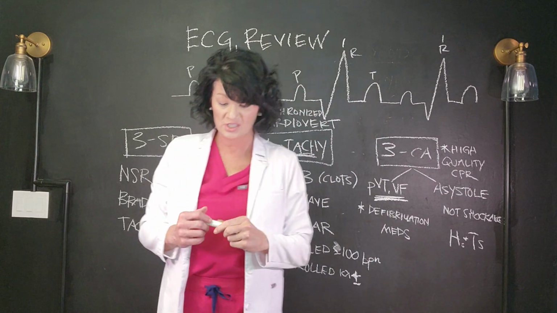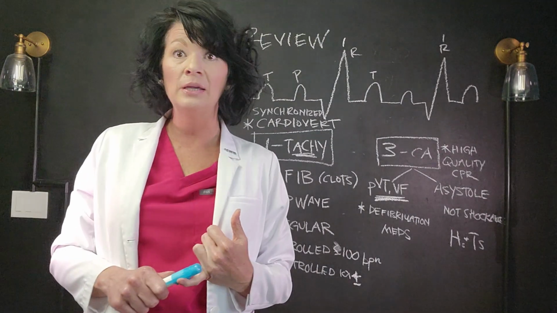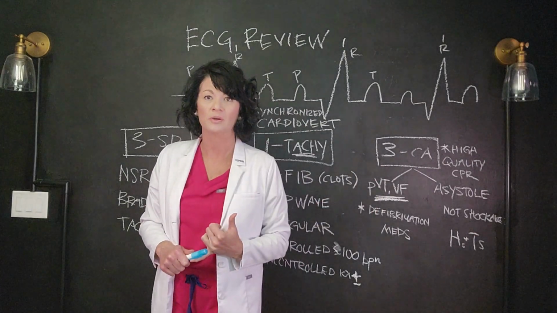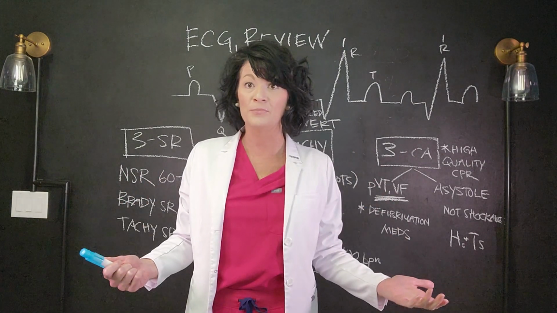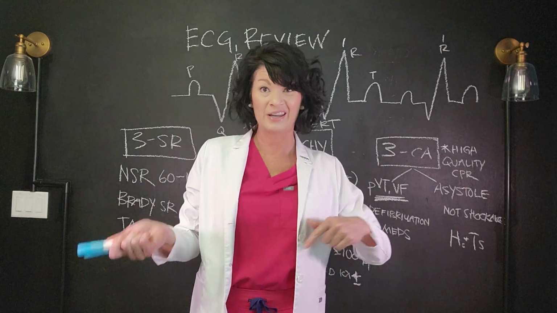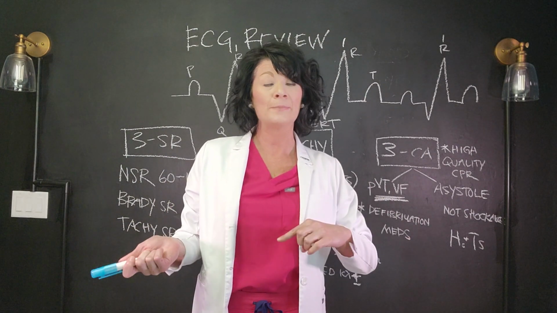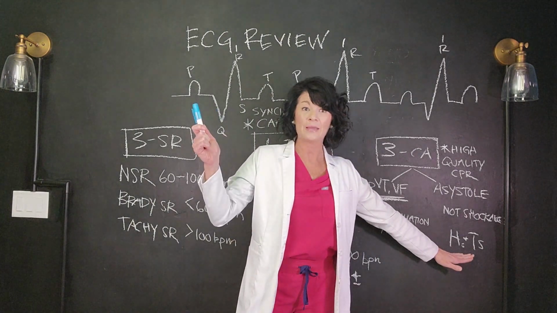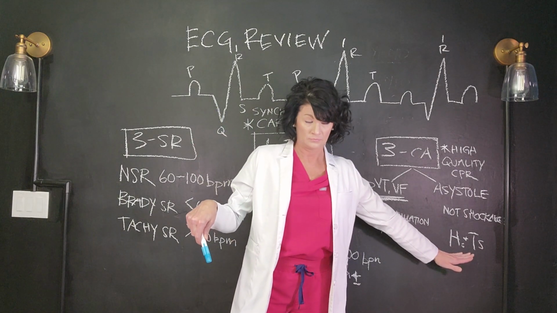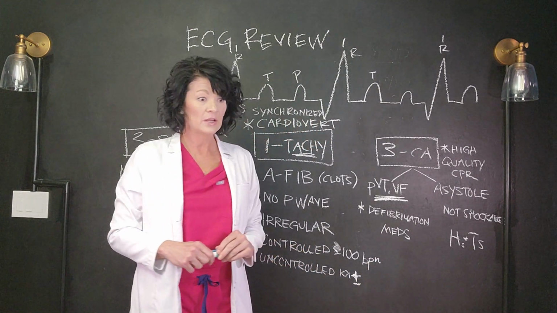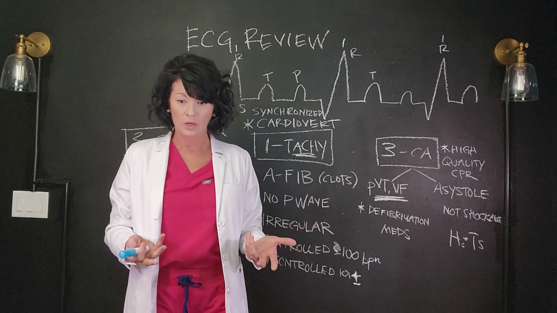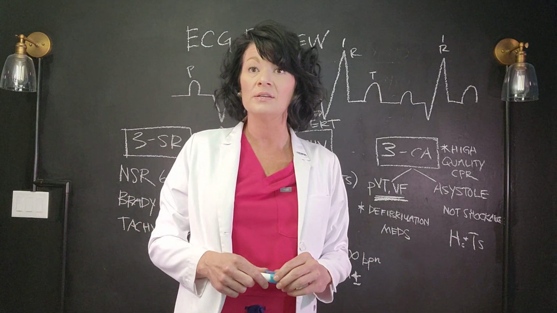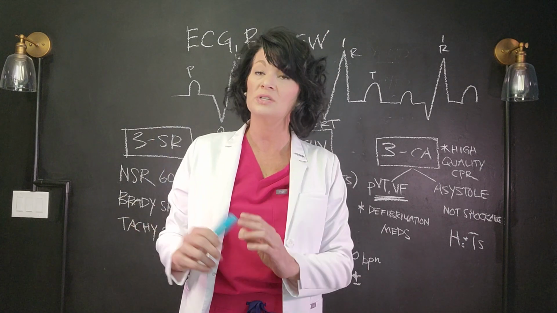If you look at your H's and T's, some of the common ones, hypovolemia can lead to a cardiac arrest rhythm. We've talked about potassium throughout this entire semester, both high and low. Hyper or hypokalemia can screw with the heart. So one of your H's and T's is both hyper and hypokalemia, okay?